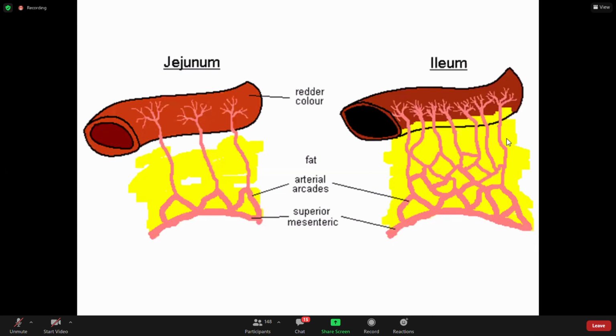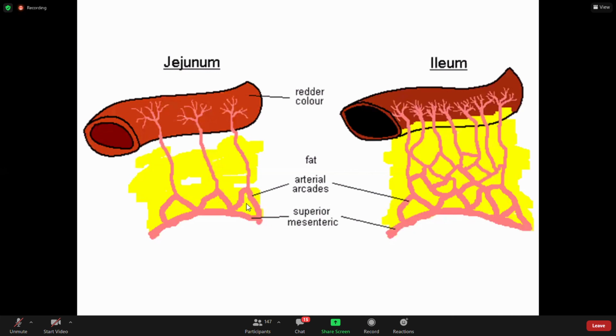अब सिंपल डिफरेंस, ये वासा रेक्टा आपकी डिफरेंस क्या है ड्यूजीनियम या इलियम में, डिफरेंस सिर्फ इतना है कि दीज वासा रेक्टा, क्योंकि यहाँ आर्टेरियल आर्केड छोटे हैं, 1 या 2 रो के हैं, तो ये लंबी लंबी होती है इन केस ऑफ ड्यूजीनियम.